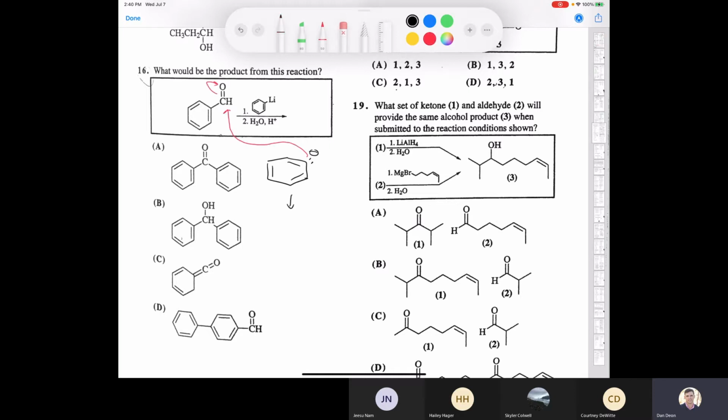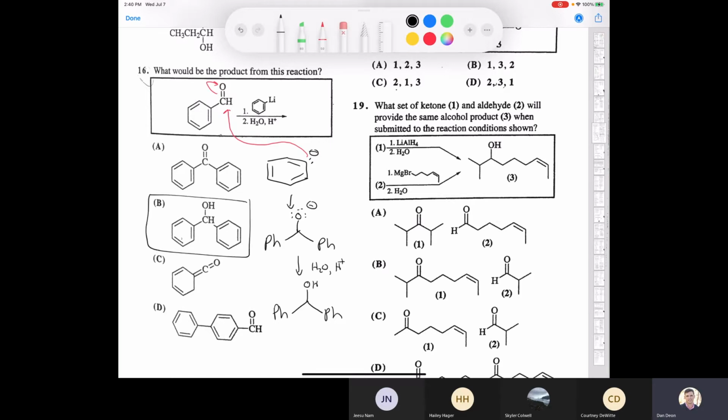So what's going to be the intermediate that we're going to form? I'm just going to replace the aromatic ring with Ph, and we're going to have our oxide like this. Then in the next step, we treat that with a source of protons. And so you're going to end up with this compound. You end up with the hydroxyl here. And there you have it, my friends. And so the answer is going to be B.